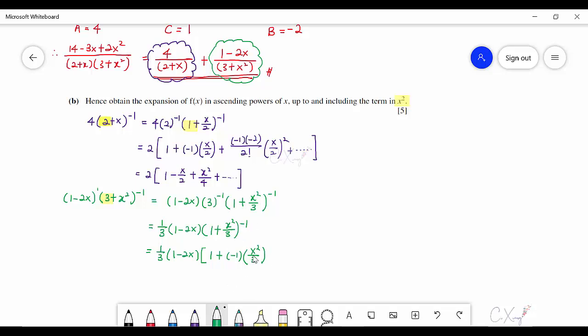Because here I already have x squared, the next term, if I expand it, will become x to the power of 4. Therefore, I'm not interested in getting that, so I will just stop here. Then again, you can try to simplify it first: 1 minus x squared over 3.